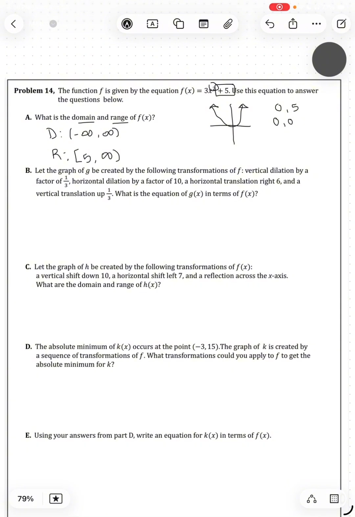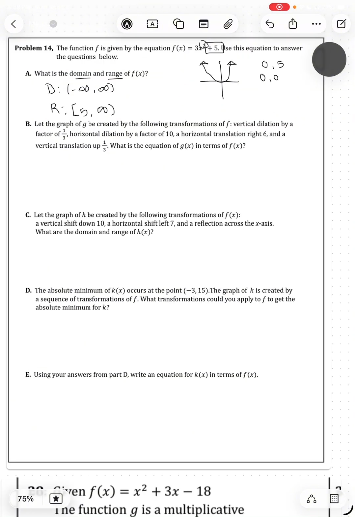Okay? Let the graph of g be created by the following transformations of f. Vertical dilation by a factor of 1/3, so this is our a. Horizontal dilation by a factor of 10. This is in front of the x. And then a horizontal translation, right 6, and a vertical translation up 1/3. What is the equation of g of x in terms of f of x?